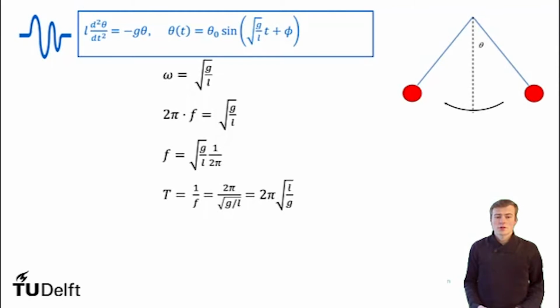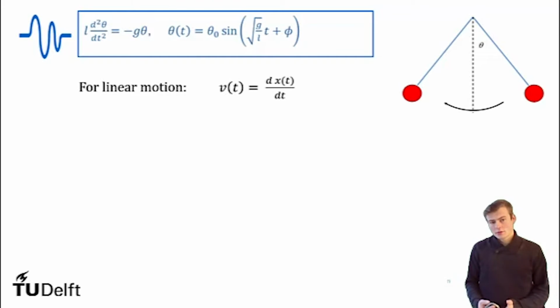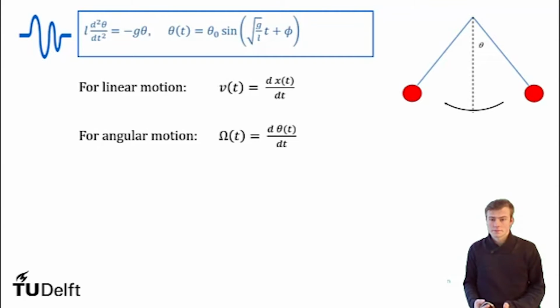So now we will focus on the angular velocity. For linear motion, it holds that the linear velocity is equal to the derivative of the linear position, so v is the derivative of x. For angular motion, the angular velocity is equal to the derivative of the angular position, so omega is the derivative of theta.